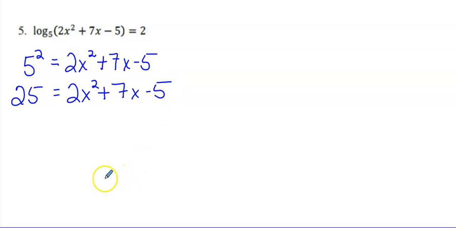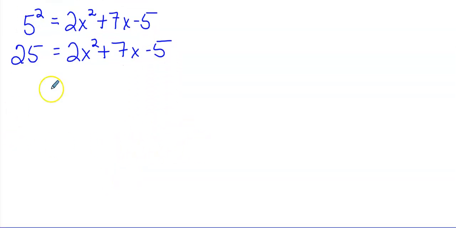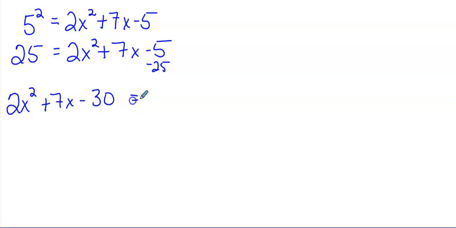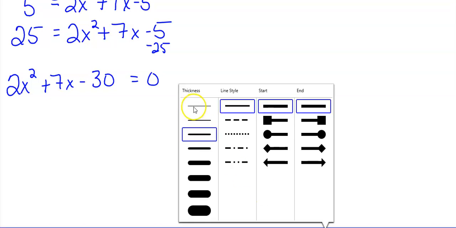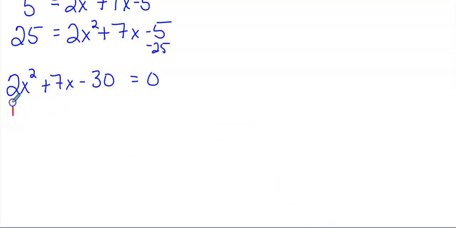So I need to get everything on one side and 0 on the other side. I'm going to rewrite it because I'm weird that way. I'm going to rewrite it with the x squared and everything on the left, but I'm going to be subtracting 25 here. So it's going to be 2x squared plus 7x minus 30 equals 0. And you notice, and I'm just going to put a note on here, that this a is greater than 1. So we have to use our factoring method where a is greater than 1.